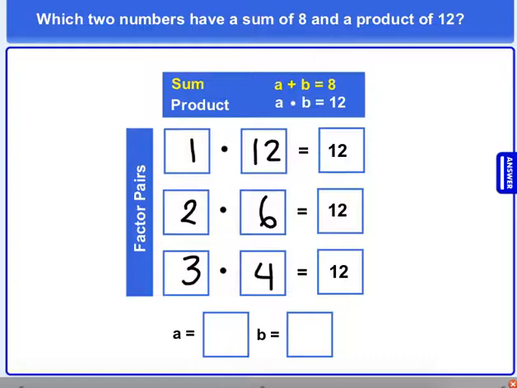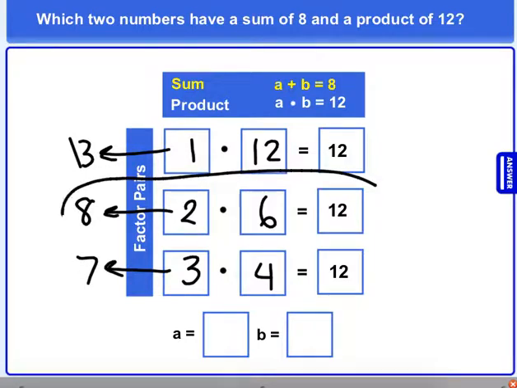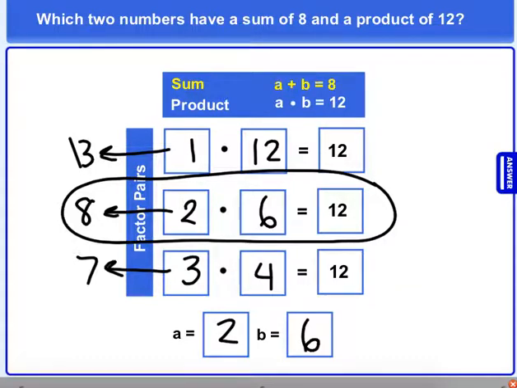Which means when we look at the sum, this one is going to be 13, the sum of this one is going to be 8, and the sum of this one is going to be 7. Meaning this middle one is the one that gives me the sum of 8 and gives me the product of 12, which means A is 2 and B is 6. Now it doesn't actually matter which order we put that in, but we know our factors are 2 and 6.